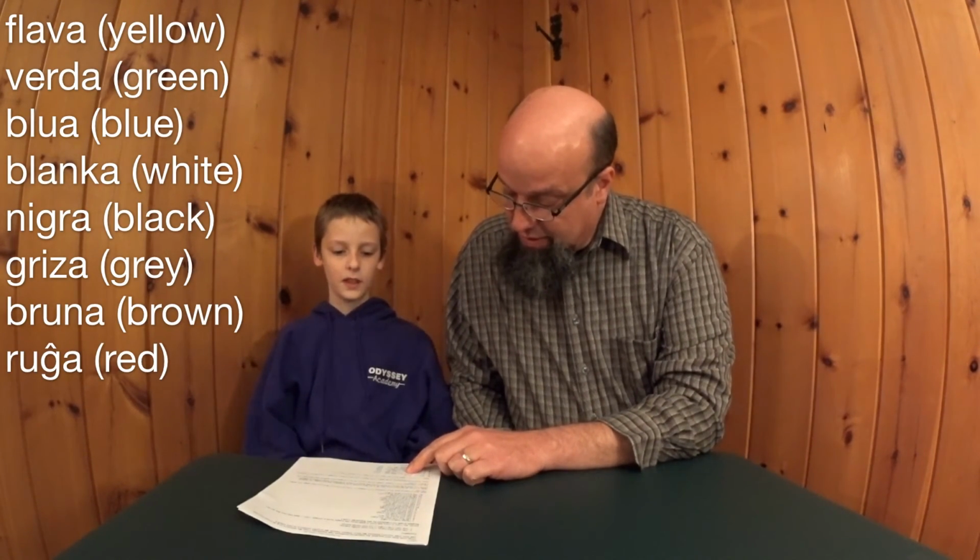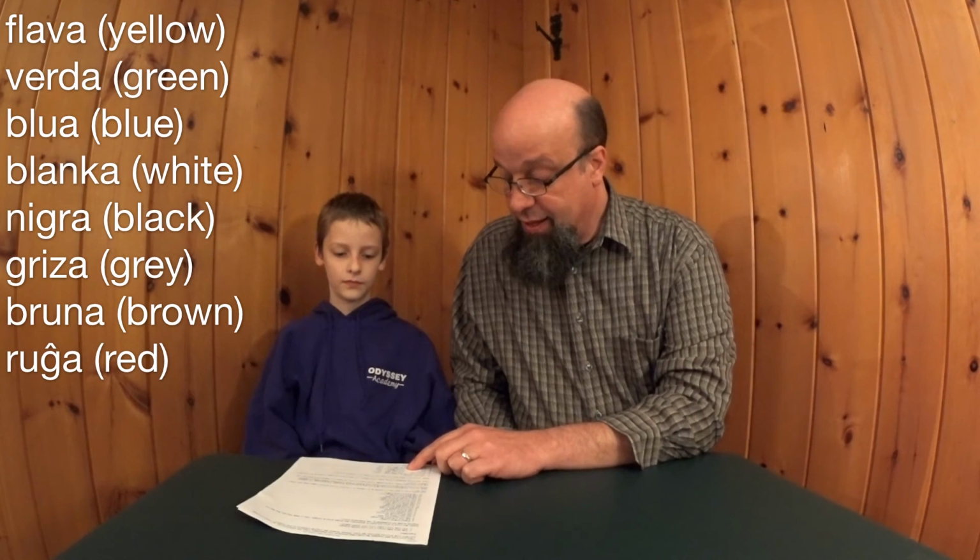Do you know any colors? There are colors on here, I think. All right, what's this one? Flava, verda, blua, blanka, nigra, and griza. So those are colors to think about.